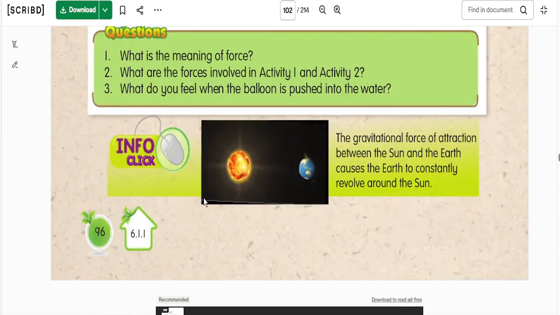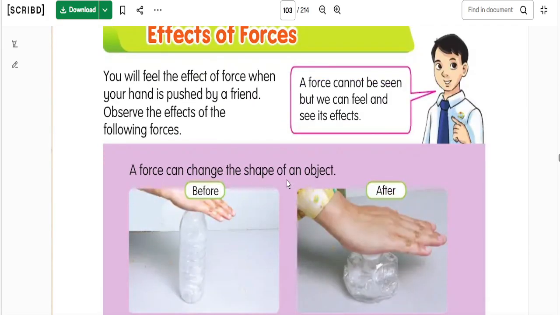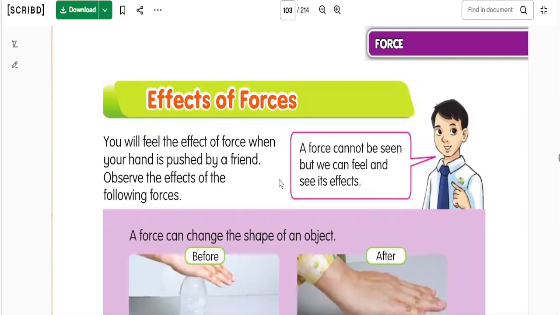So we know about gravitational force, that is attraction. If you have any two objects at some distance, there is always gravitational force between them, like the sun and earth. There is a gravitational force between them which keeps them in their position. Now let's see the effects of force.